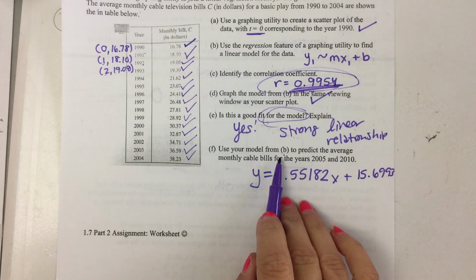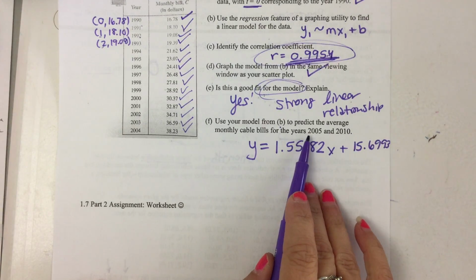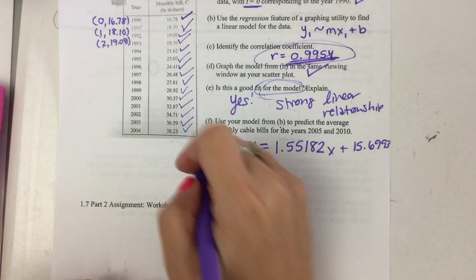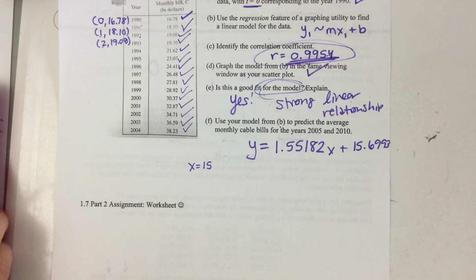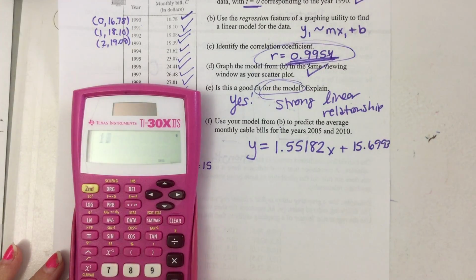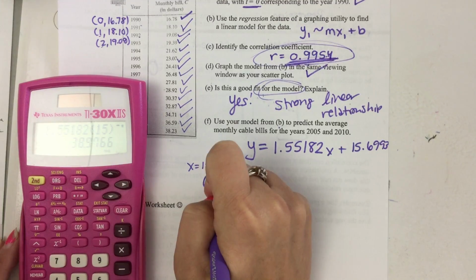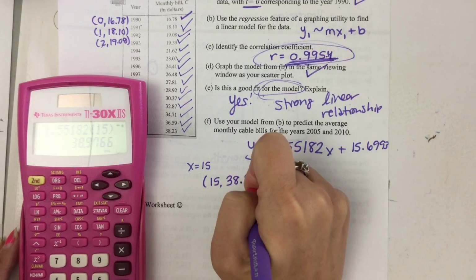So use your model from B to predict the average monthly cable bills for the years 2005 to 2010. Okay, so 2005, X would equal 15, right? So if I put 15 in there, 1.55182 times 15 plus 15.6993. The ordered pair, I'd have 15 and the cable bill would have been $38.98.